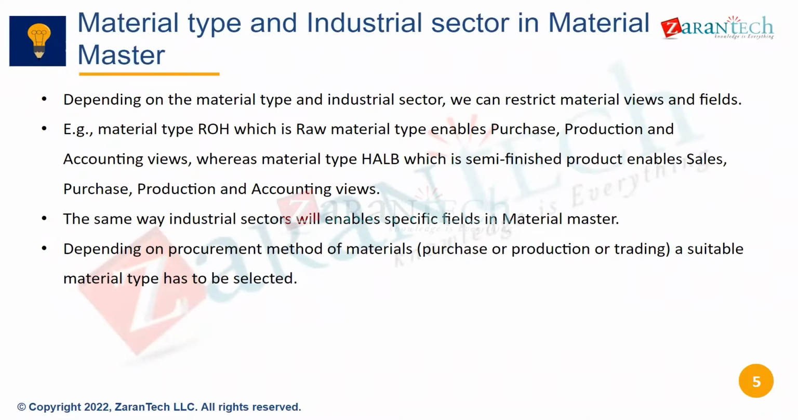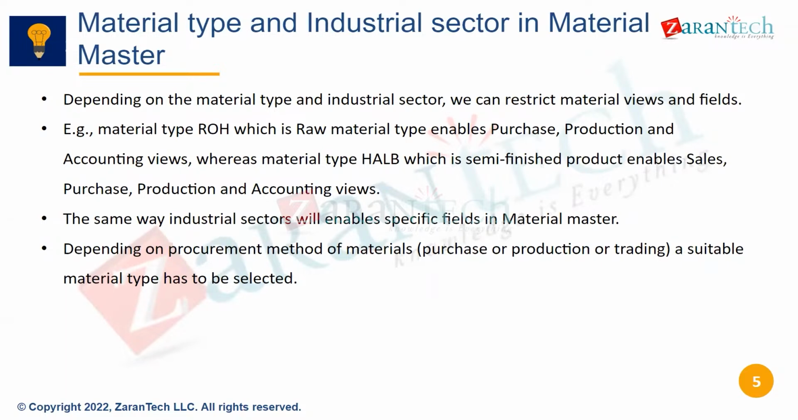Similarly, when you manufacture a finished product in-house, you will never purchase a finished good. You are going to get all the raw material and semi-finished goods and then assemble or manufacture the finished good and sell it. So you are never directly going to purchase a finished good. That is why for a finished good, you will never see a purchasing view.